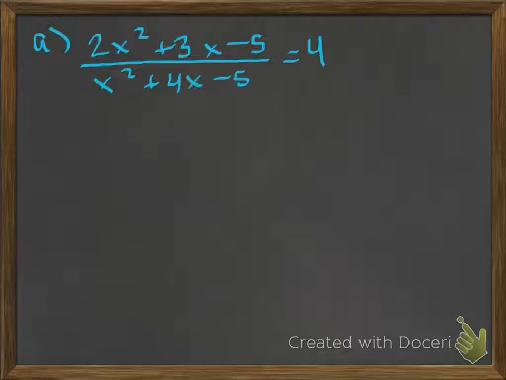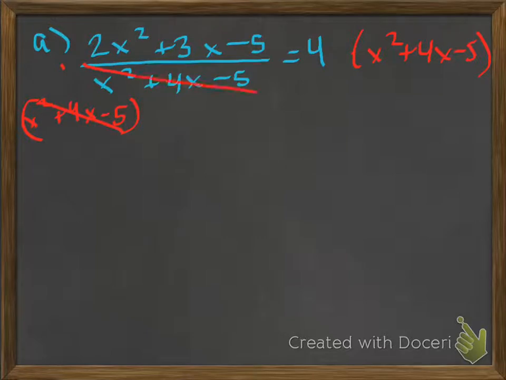When I look at this problem, I have a fraction, and if I would like to clear my fraction, I need to multiply both sides by the denominator. So the denominator means the bottom of the fraction. So I'm going to multiply both sides by the denominator of the fraction. So I'm going to be multiplying both sides by x squared plus 4x minus 5. And whatever I do to one side, I have to do to the other side. So by doing that, this over here is going to cancel with the bottom over there.